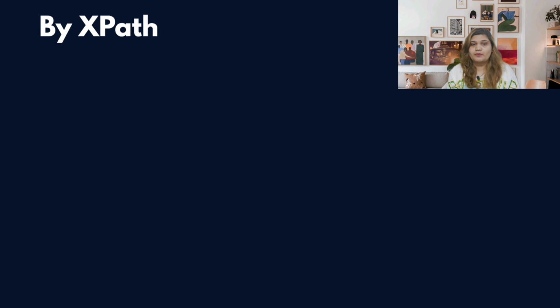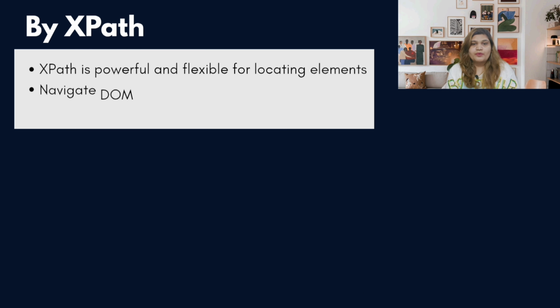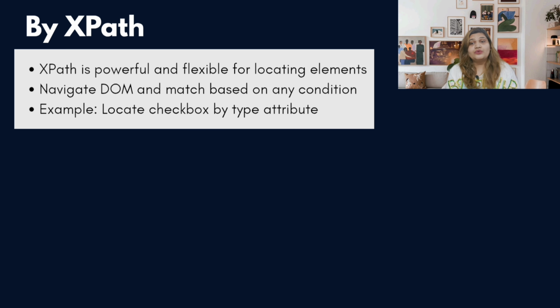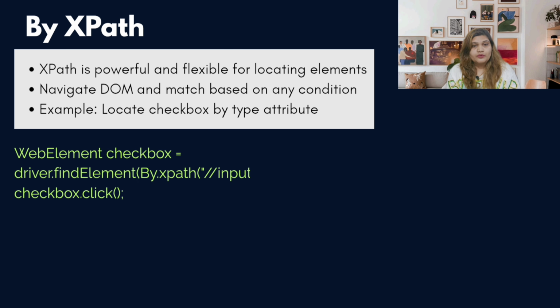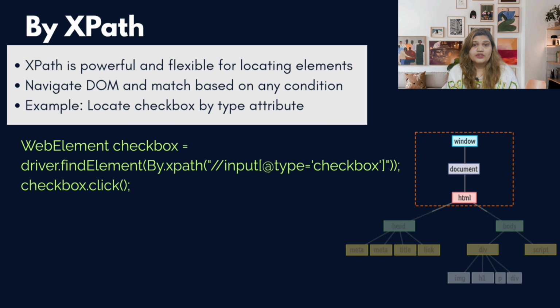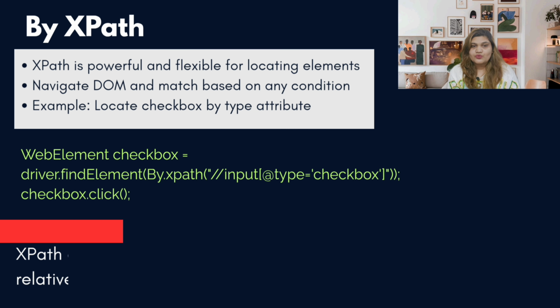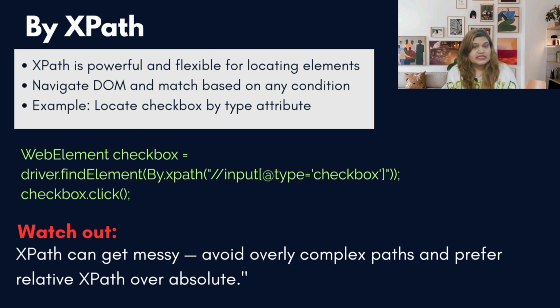Next you have by XPath. Now XPath is the most powerful and flexible locator. It lets you navigate through the DOM and matches elements based on any condition. Here we locate a checkbox using its type attribute. Now you might be having a question: what is DOM? Now DOM is the structure of your HTML page. Here's what to take care of. XPath can get messy. Avoid overly complex paths and prefer relative XPath over absolute.